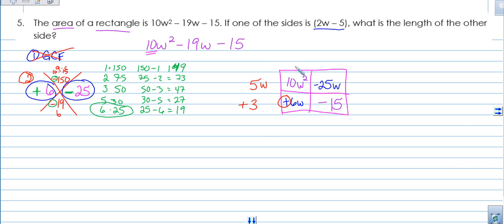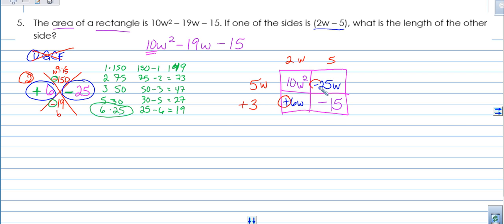10 and 6 have a 2 in common. 2 times 5 is 10. 2 times 3 is 6. Okay, so we've got the right number. And then they both have a W, so you can take out a W. 25 and 15 have a 5 in common, and then just double check 5 times 5, 5 times 3, okay?